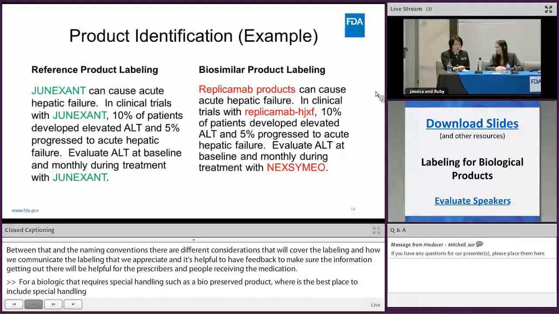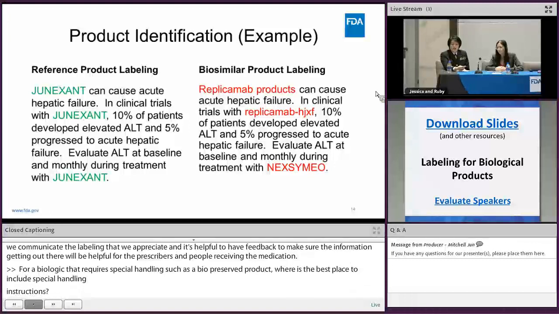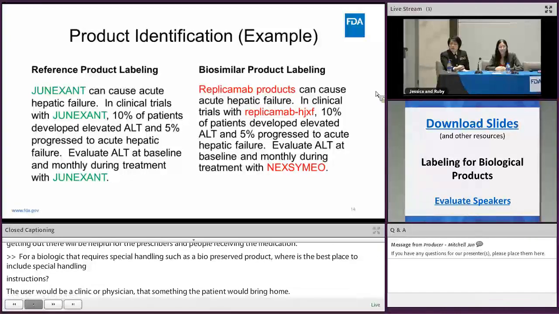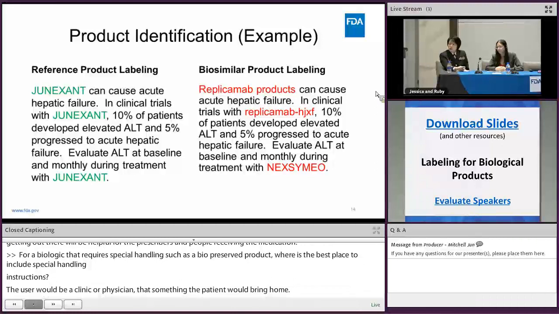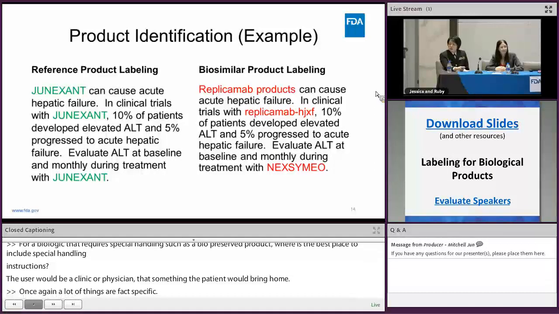Yeah, I would think, once again, a lot of things are fact-specific, but usually you will see some special handling. I would think in Section 3 and 16, we're talking about the specific use of the drug product, but that's something you would discuss with the review division at the time of the review. All right, thank you very much.